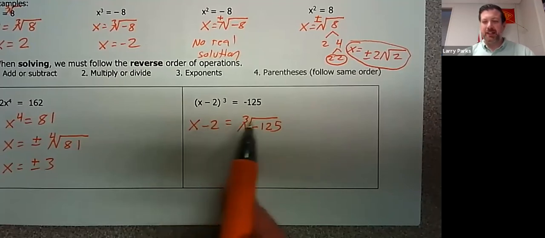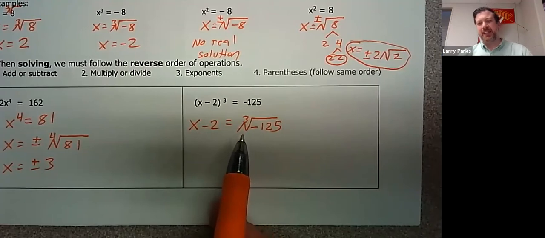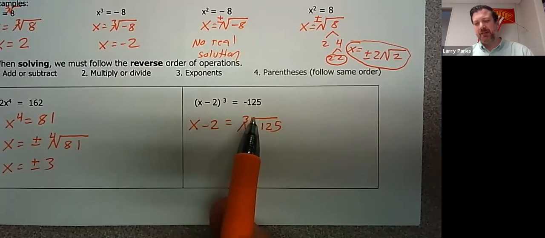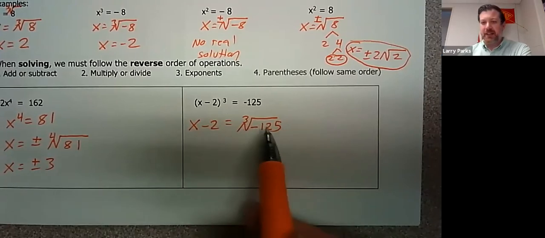All right. Now the cube root of negative 125, 5 times 5 is 25, times 5 is 125. So I guess I would need negative 5. Negative 5 times negative 5 is 25, times negative 5 is negative 125. So this is negative 5.